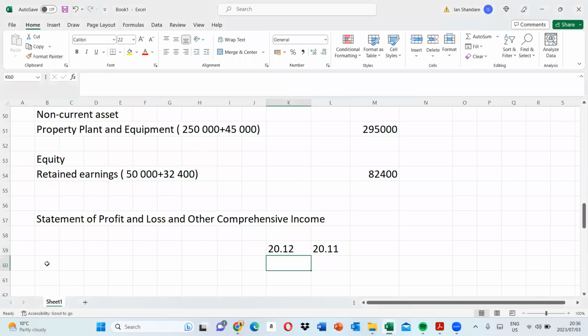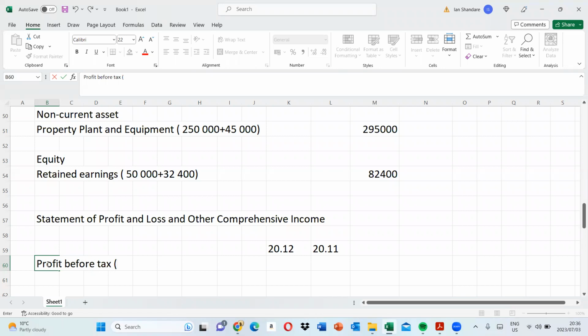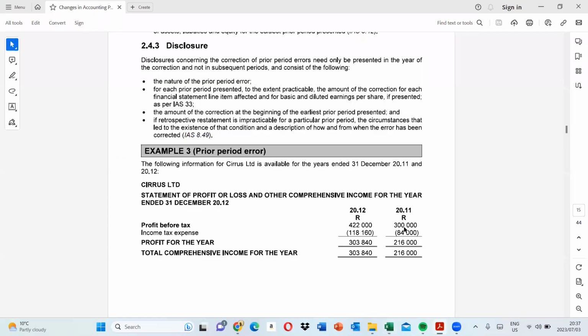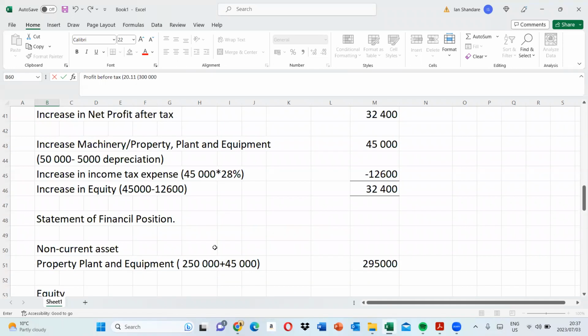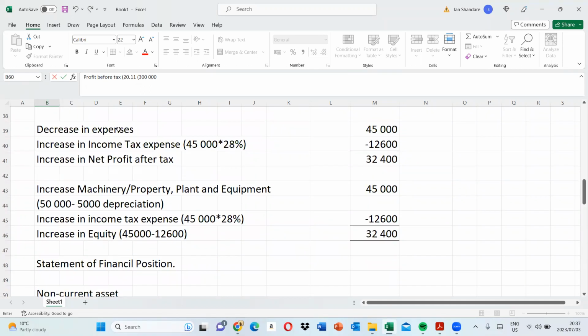Right, let's look at this. We are given profit before tax. Now, 2011, how are you going to do it? In 2011, you're given a profit of 300,000. See that? You're given 300,000. You then have to adjust it with the effects. You can see your expenses are going down. So you have your expenses going down with 45,000. So what do you do? You add 45,000.